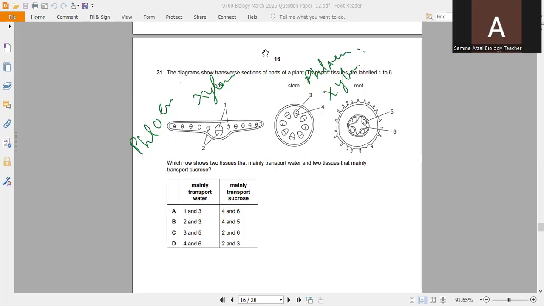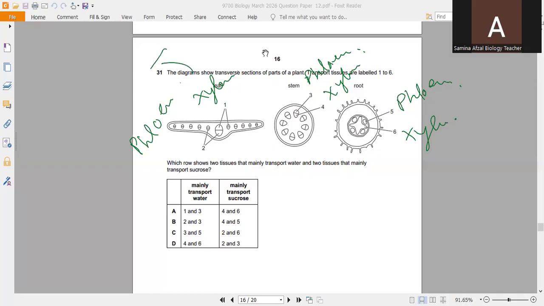At 5, the star-shaped is xylem. And between the limbs of the star is phloem, in the root. So this is identification by the anatomy: stem anatomy, leaf and root. Now they have given us the options, mainly transport water.